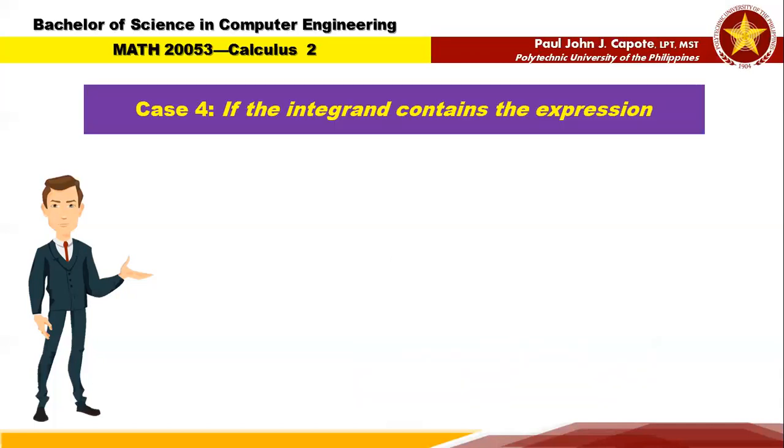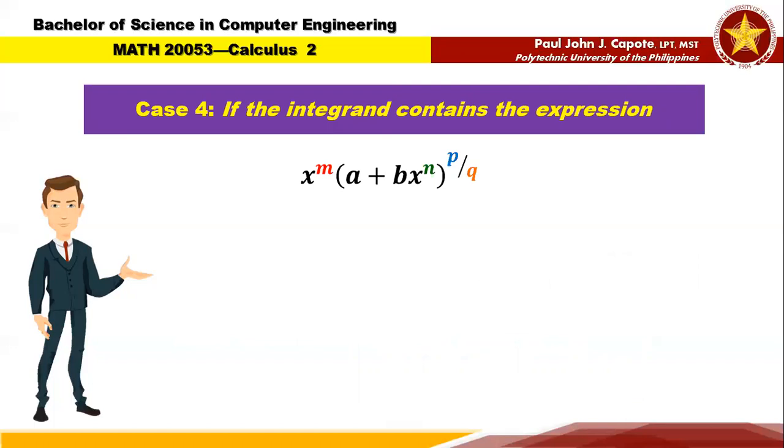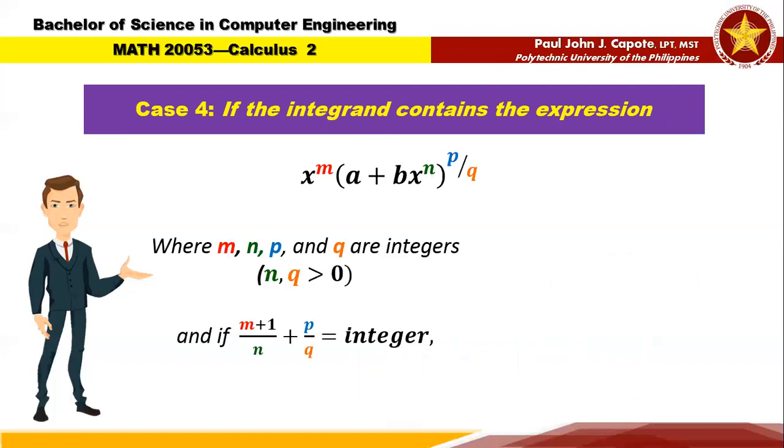Let's have case number 4. This is applicable if the integrand contains the expression x raised to the power of m times a plus b times x raised to the power of n all raised to the power of p over q, where m, n, p, and q are integers, and n and q are positive integers.